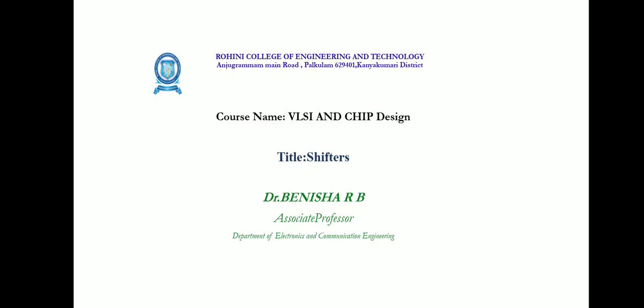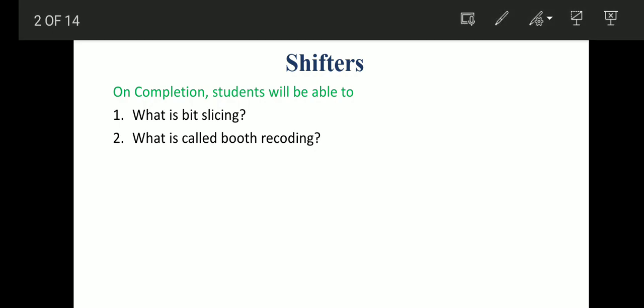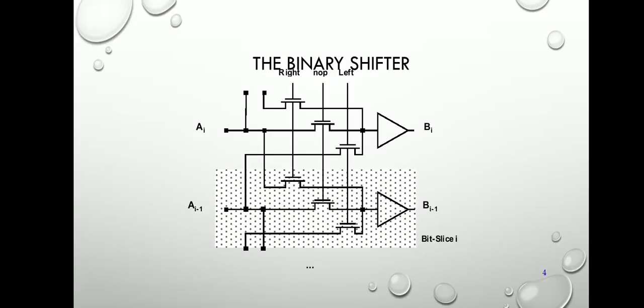In this video we are going to explain the shifters. On completion of this topic, students will be able to study what is bit slicing and what is Booth recoding. Shifters are the most important element in many microprocessor designs for arithmetic shifting, logical shifting, and rotation functions, that is barrel shifter functions. The types of shifter are logical shifter, arithmetic shifter, barrel shifter, and funnel shifter.